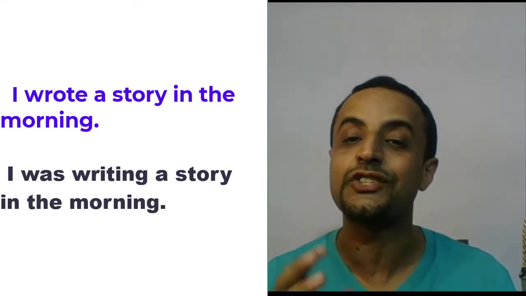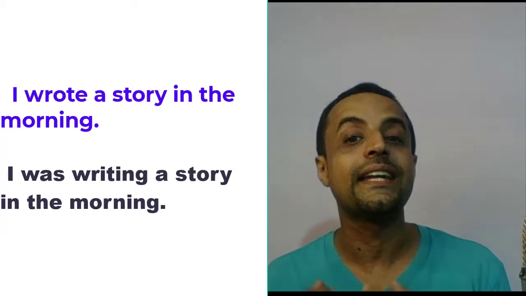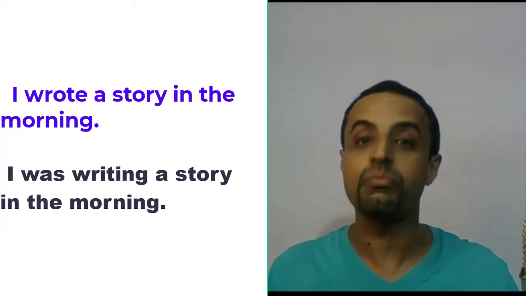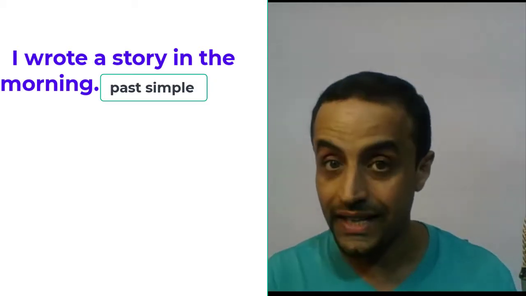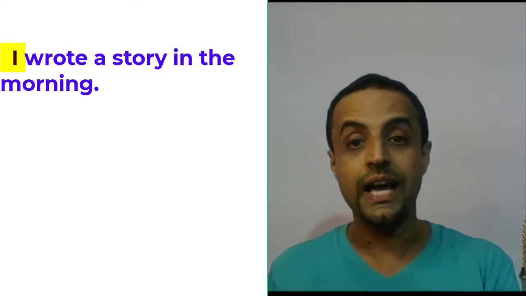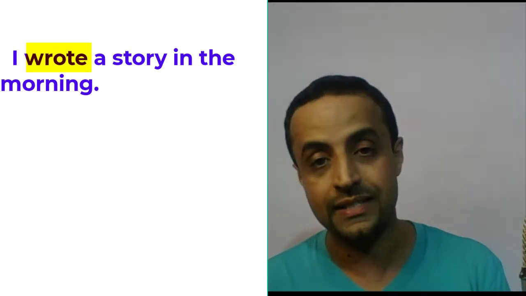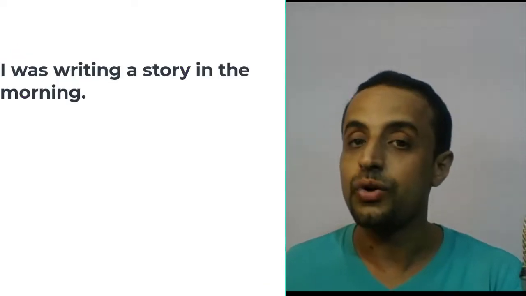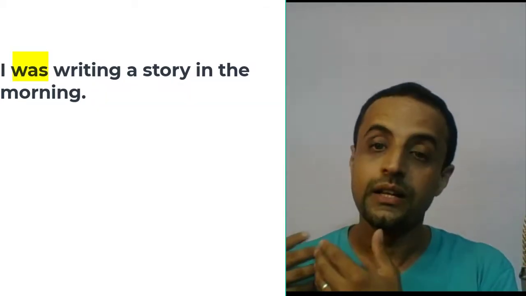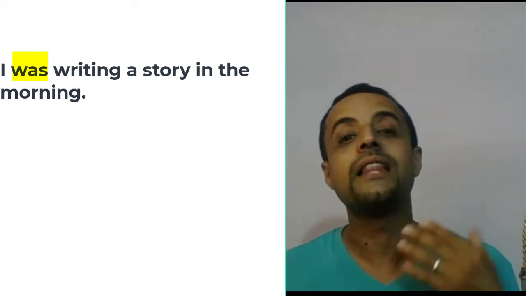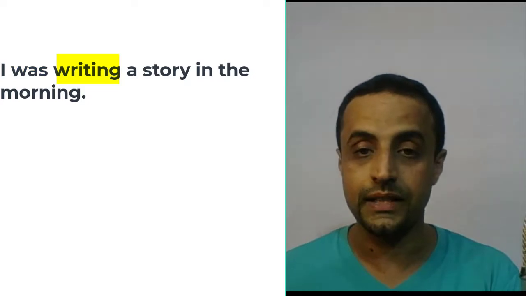Let's take a look at these two examples. I wrote a story in the morning, and I was writing a story in the morning. I wrote a story in the morning. It's in the past simple, right? There is the subject and then the verb, so the verb in the past tense. It's a past simple tense. I was writing a story in the morning. It's in the past continuous tense. There is the subject, the verb to be, was, and then the verb with the ing form. So this is the past continuous tense.